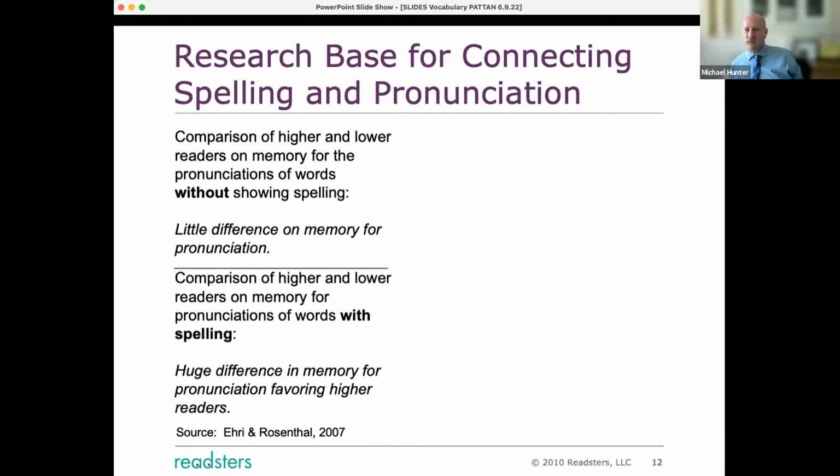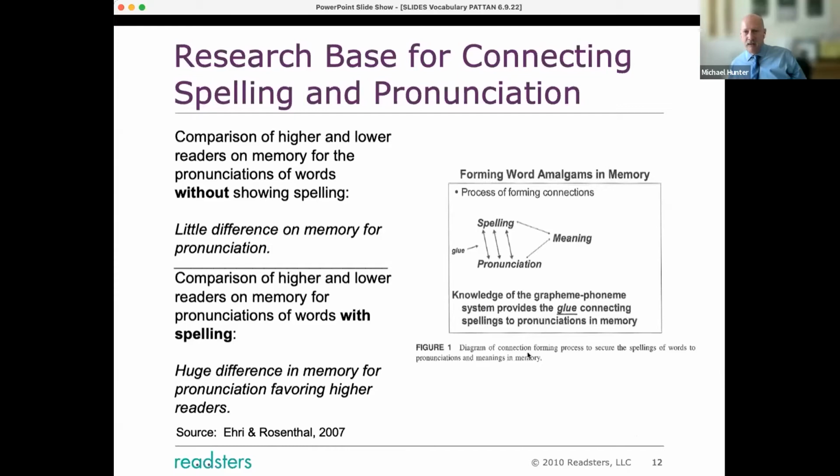The reason for that would be that the higher readers are able to use the print. When they hear the pronunciation, they automatically start doing the orthographic mapping. They map the pronunciation to the spelling because the spellings are familiar to them and they're able to decode so that they can also encode.